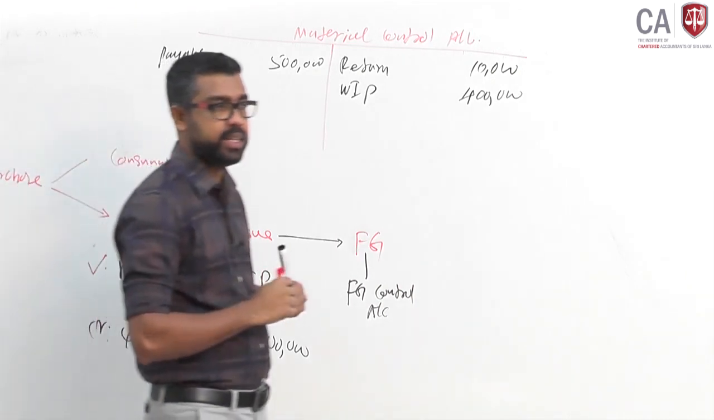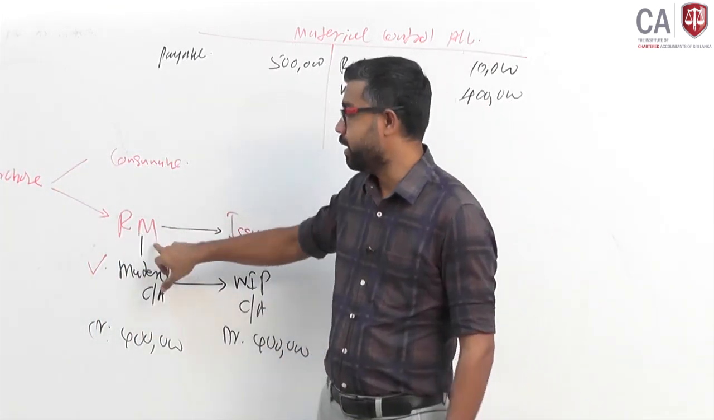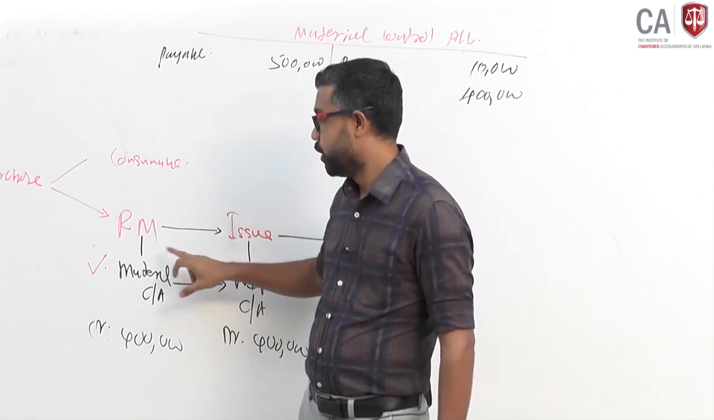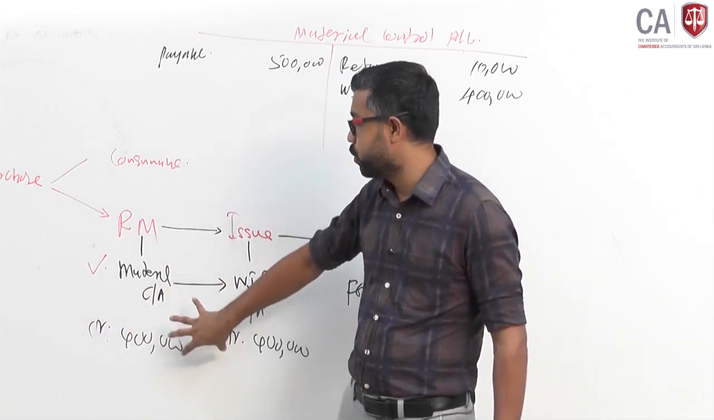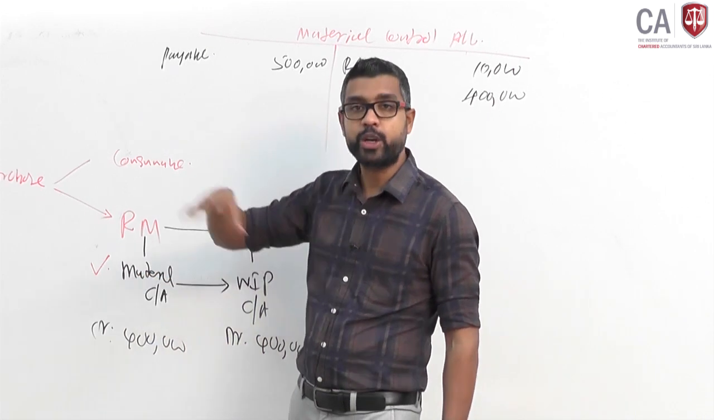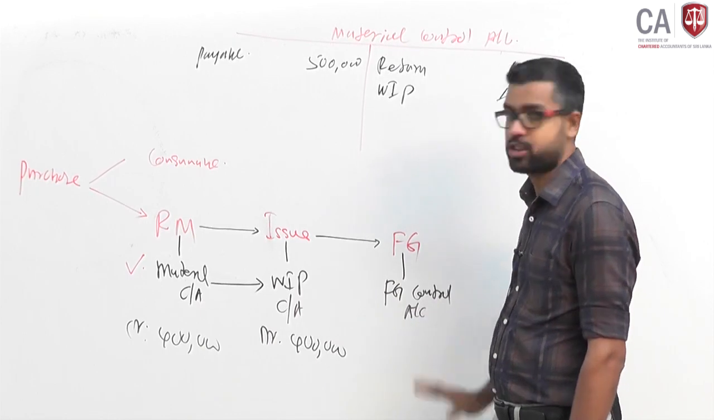Let's say you manufacture garments, this shirt. Raw material will be what? Fabric, button, elastic, all these things. When you purchase raw material, you will record it in the material purchase account. When you issue that to production, that will be recorded in WIP. Then it will come to finished goods.